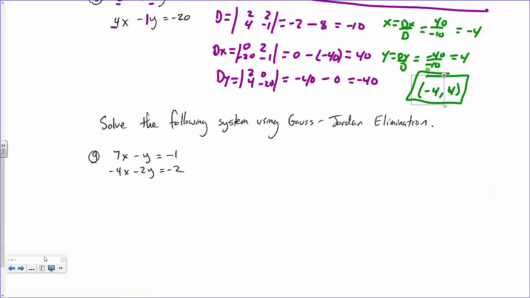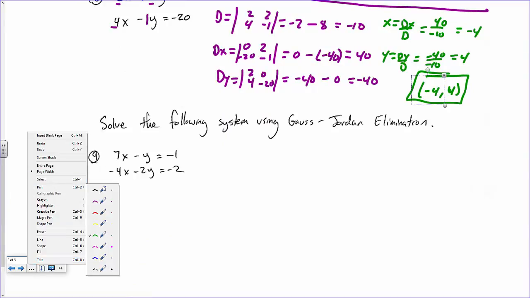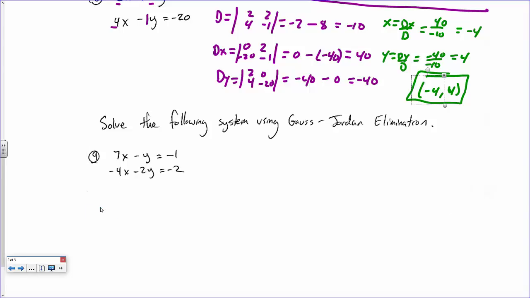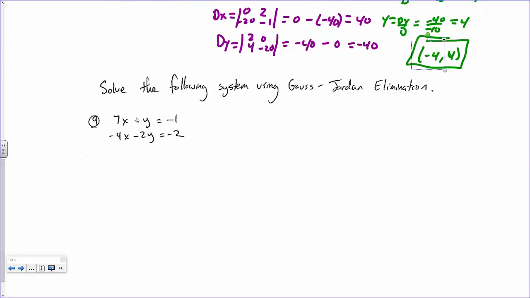All right, here we are, number 9, Gauss-Jordan elimination. Everybody's favorite, I know. So this is kind of different. What I'm going to do for this question is create an augmented matrix. What I'm trying to find is the system, again, the same thing I've already been doing, finding the coordinate where the two lines cross or intersect. But we're going to put 7 and negative 4 in my x column, and then for the y, negative 1, negative 2. We'll put a little vertical line here and put negative 1, negative 2.